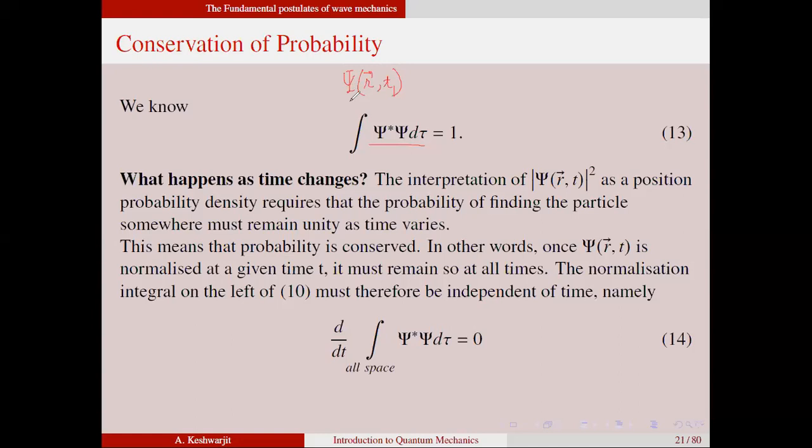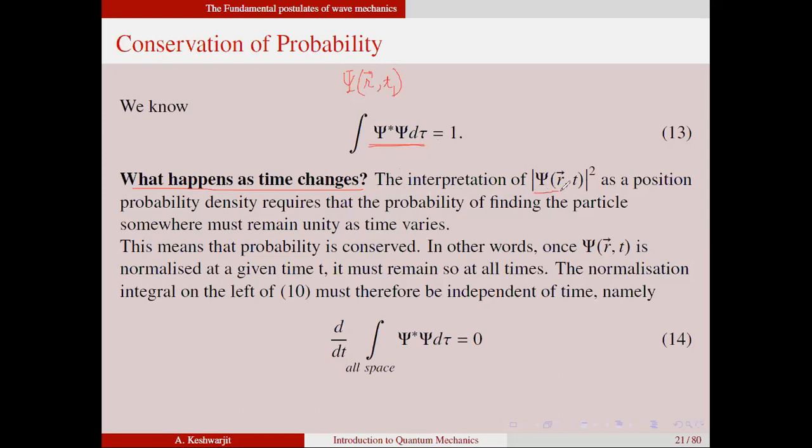That is the pertinent question. Once you have normalized a wave function, what happens as time changes? Because the wave function depends upon time, it changes with time. After some time, will it stay normalized or not? Once you normalize the wave function, will it stay normalized in future, or do we need to normalize it again in the future? So to find the answer, we look here.